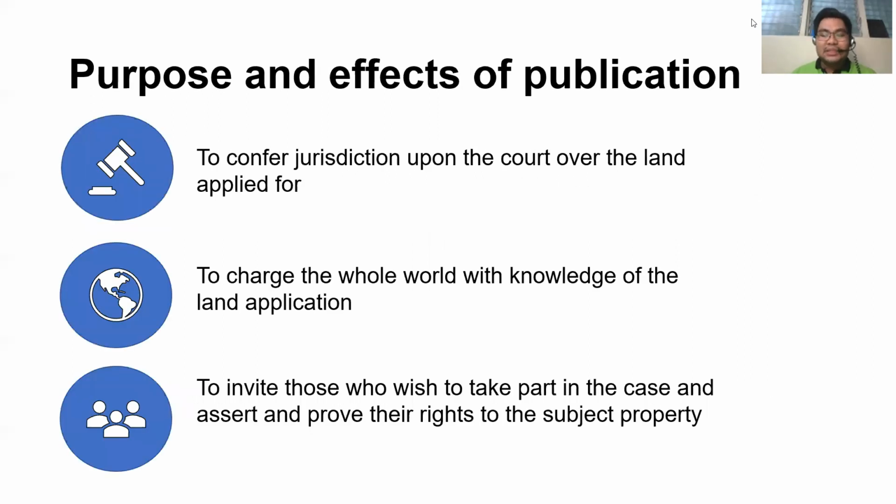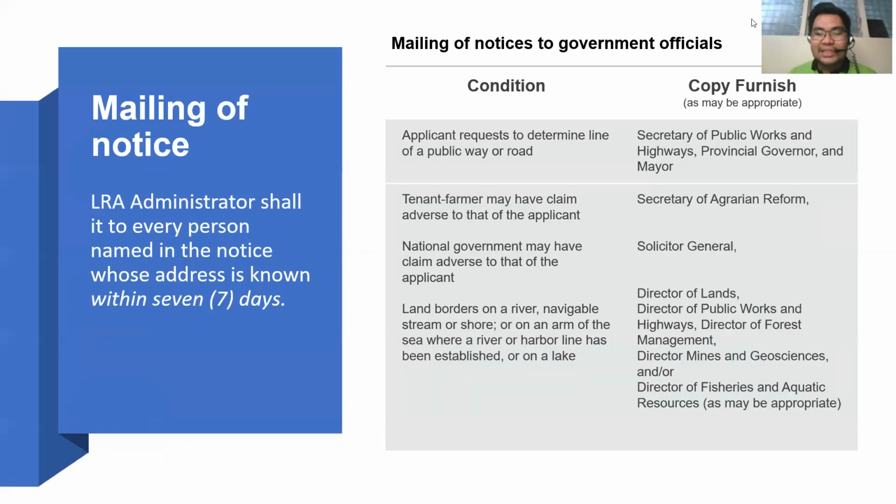Next slide, please. Purpose and effects of publication. What are the purpose and effects of publication of notice? 1, to confer jurisdiction upon the court over the land applied for. 2, to charge the whole world with knowledge of the land application. And 3, to invite those who wish to take part in the case and assert and prove their rights of the subject property.